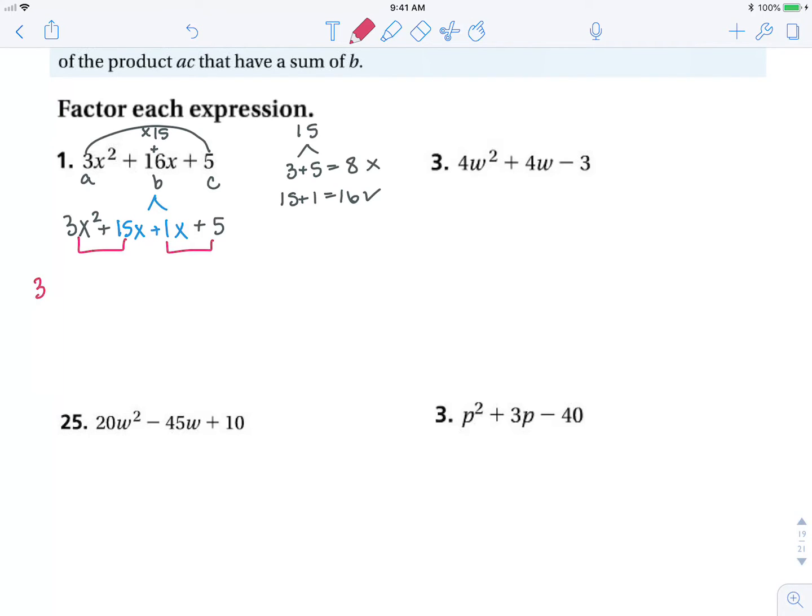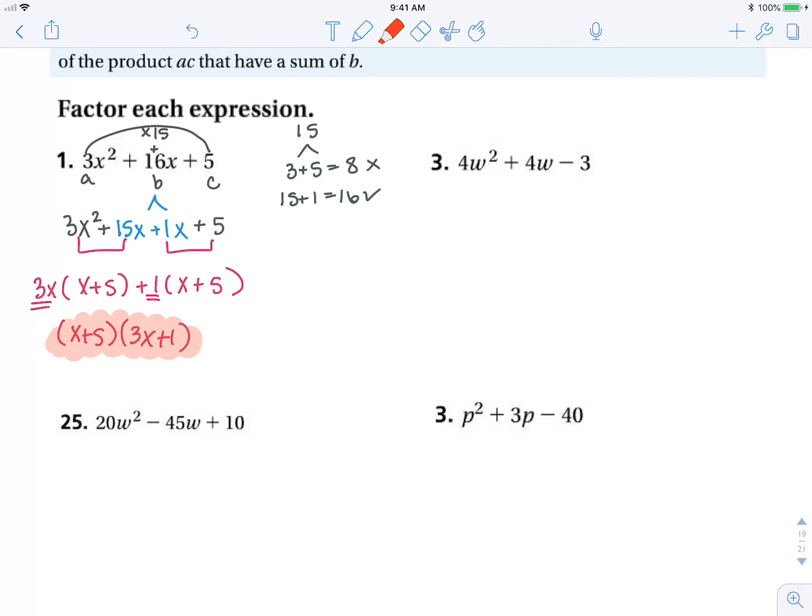My first group has a GCF of 3x. My second group has a GCF of 1. When I factor those out, we get a binomial GCF of x plus 5. And what's left over when we factor out that binomial are our GCFs, 3x plus 1.